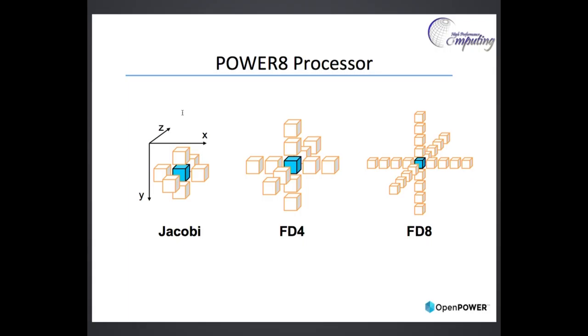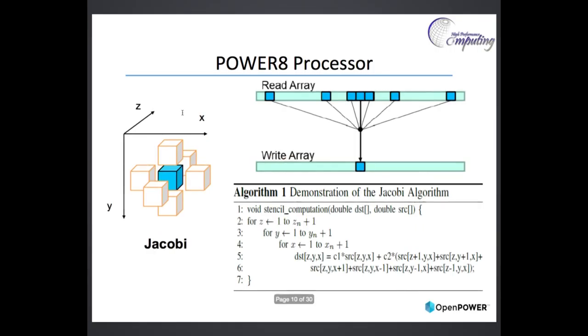To evaluate the POWER8 processor, we use 3 general-use stencils as our target programs. Take the Jacobi stencil as an example: if we want to get the blue point in the middle, then we need to use the values of all these 7 points at time T, and then we can get the value of the blue point in the middle.